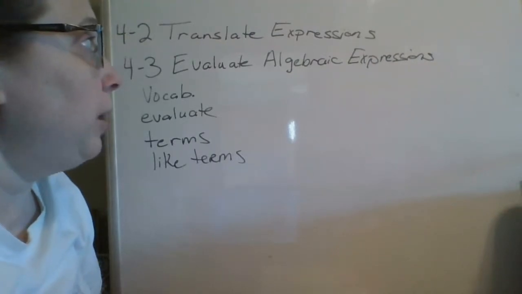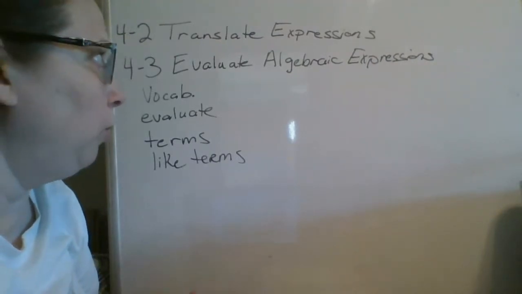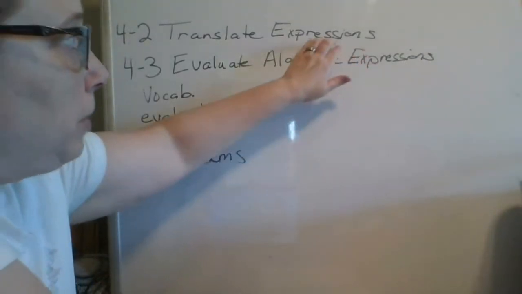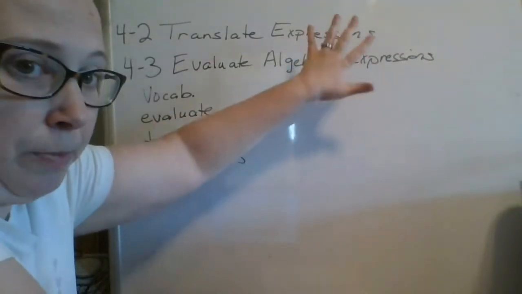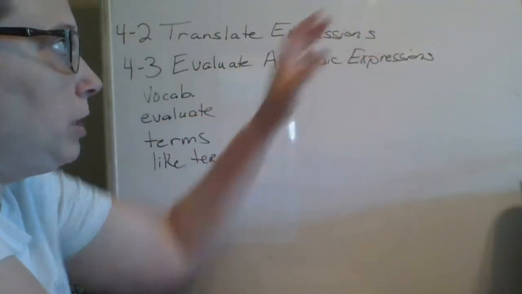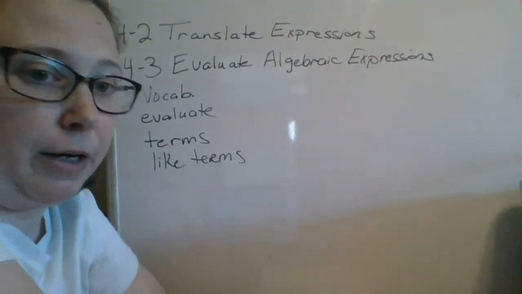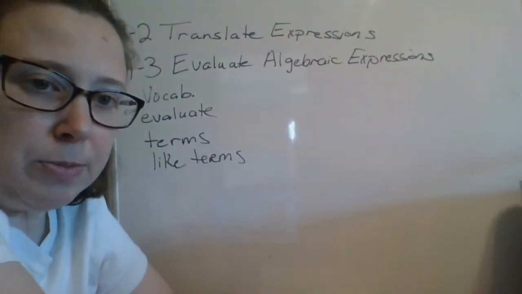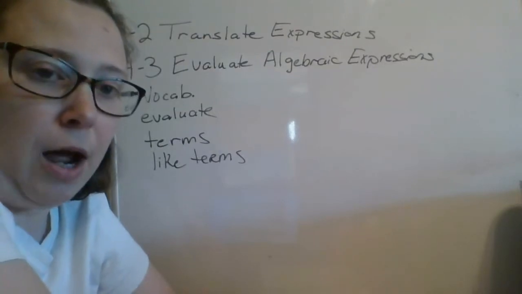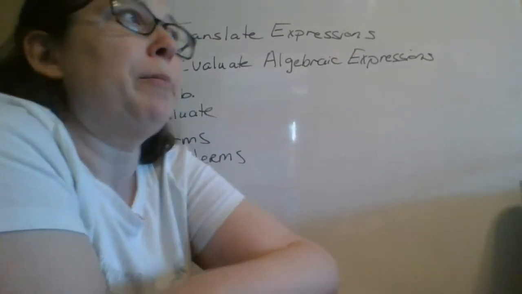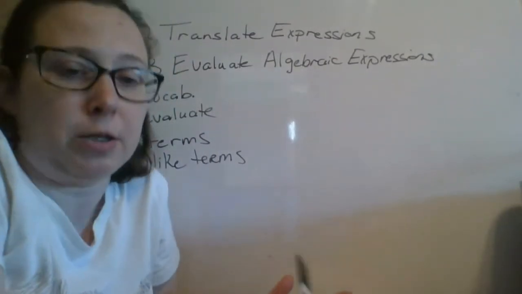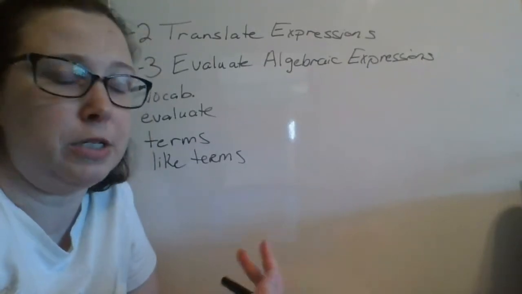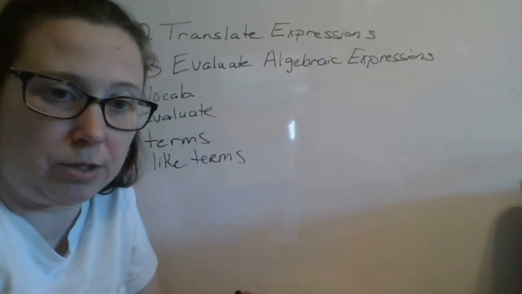All right, to understand where we're going in this section, the first thing that I want to talk about is what expressions are. Expressions come in two forms. We have numeric expressions and algebraic expressions. Numeric expressions have numbers and the operations. So remember that our operations are add, subtract, multiply, and divide. So a numeric expression just has numbers and operations.